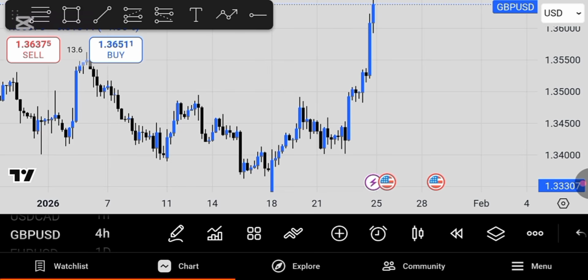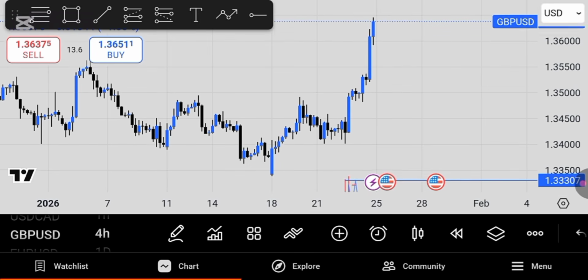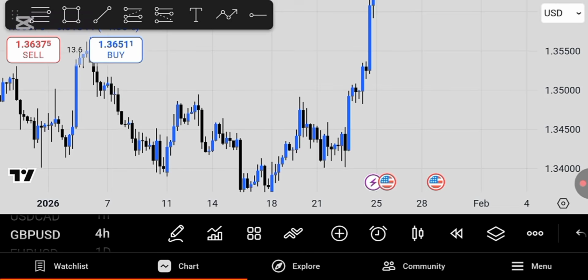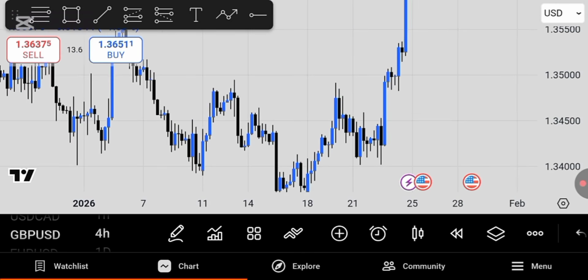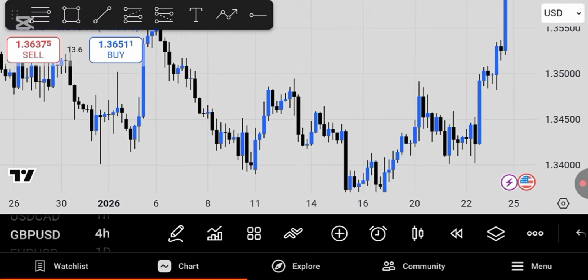We can also take the sells, but the buys will be more A plus. That is, the buys will have more strength than the sells. The win rate on the buys will be greater than your win rate on the sells when you are in a bullish market. So now, let's look for our possible points of interest from here.